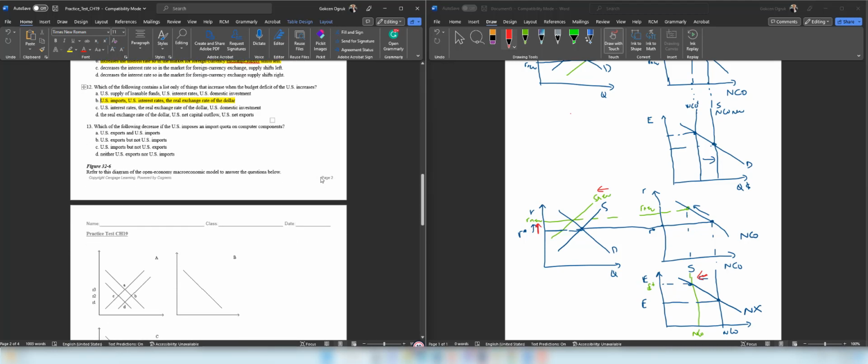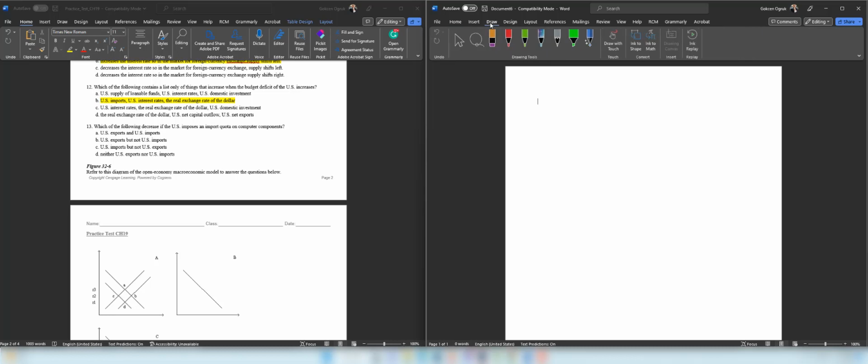The next question, which of the following decrease if the US imposes an import quota on computer components? Now with that question, we are going to analyze the trade policy. So now we are going to the exchange rate market. Remember, in the exchange rate market, demand is the net exports and NCO represents the supply. Okay, this is supply and that is demand.